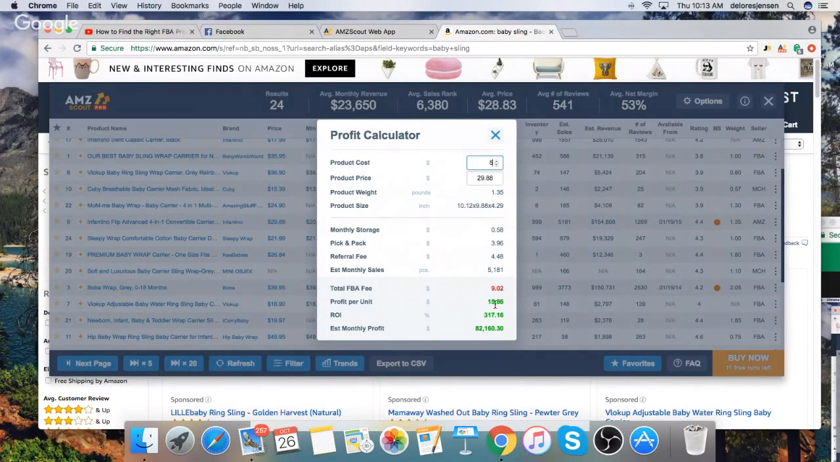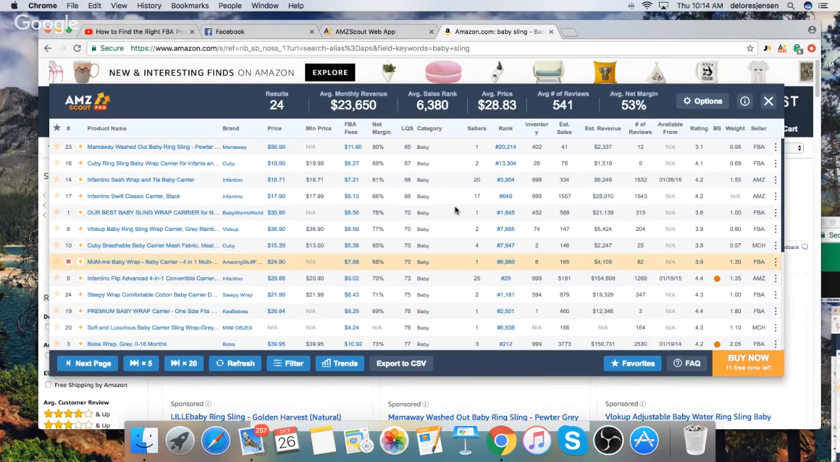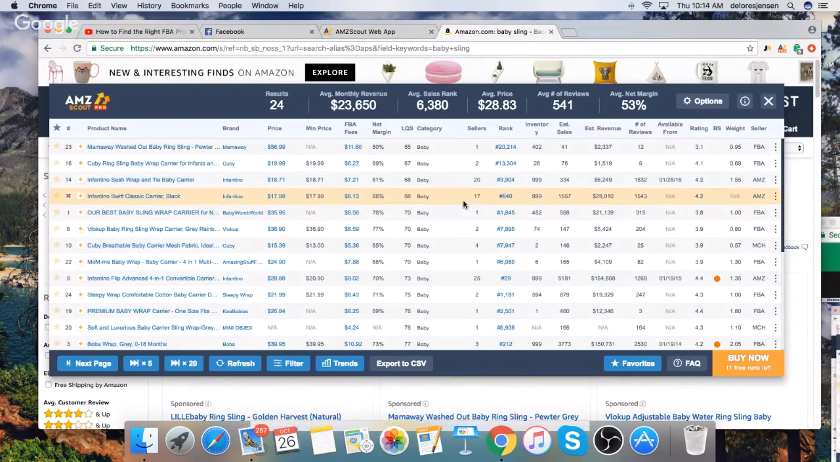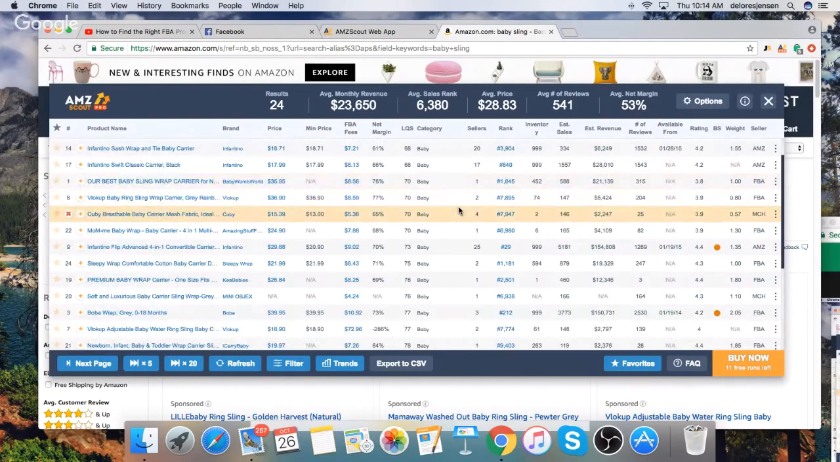So the profit per unit would be $15 here. They're selling for $30, and the FBA fee is $9. Basically, 9 plus 5 is 14, and then you've got $15.86 left for profit. But if you're doing any marketing, which you may want to do, PPC ads, you don't really need to do Facebook ads because Amazon's already got all the traffic. When people come here, they're basically looking to buy already.